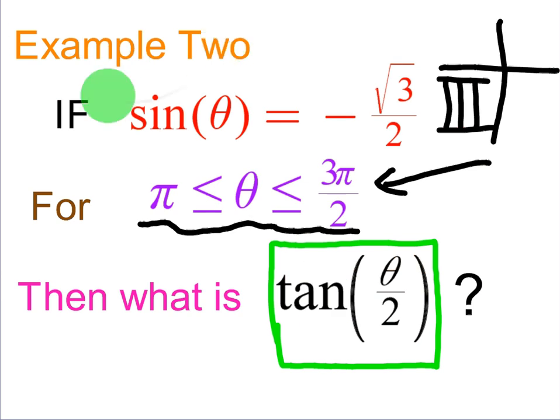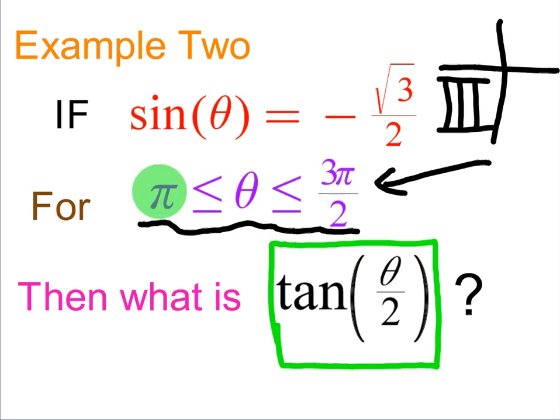For example 2, we have: if sine of theta is equal to negative square root 3 over 2. So again, the format of these is they're going to give you a standard trig function with a standard angle theta. So if sine of theta is equal to negative square root of 3 over 2, what's different about this problem is they actually give you a range of angles.